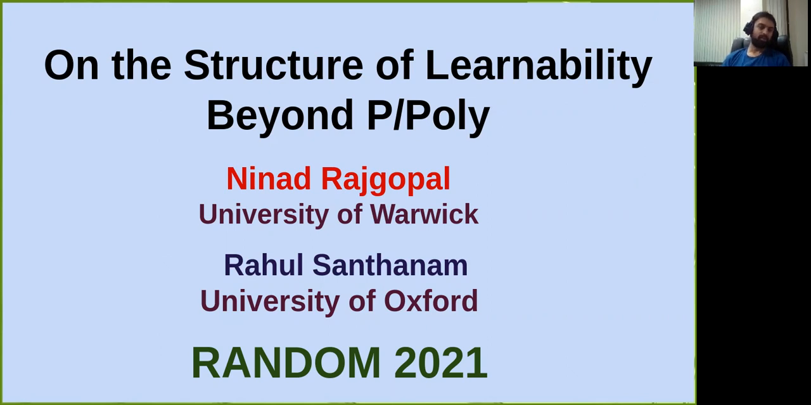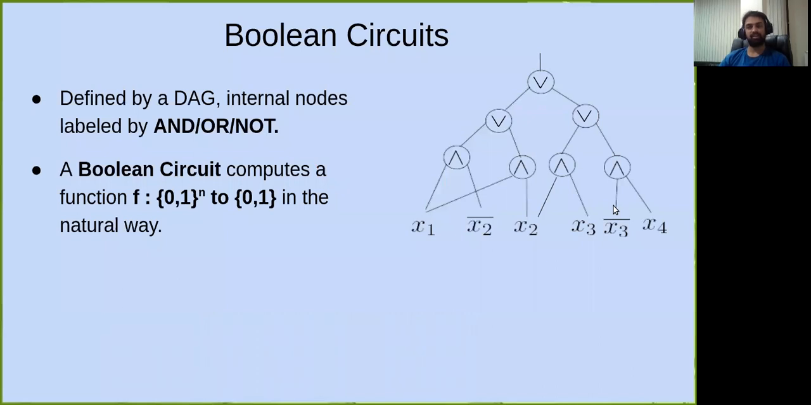To understand what I mean by this, we first look at what Boolean circuits are. A Boolean circuit is a computational model defined by a directed acyclic graph where the internal nodes are labeled by AND, OR, NOT gates, and the input variables are at the bottom. So a Boolean circuit over n inputs computes a Boolean function in the natural way.